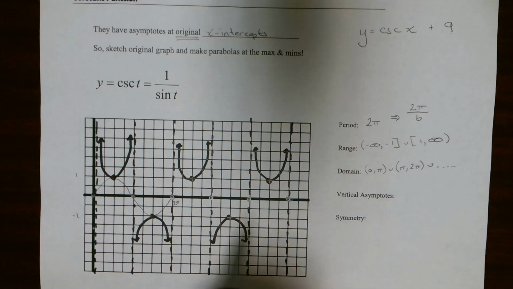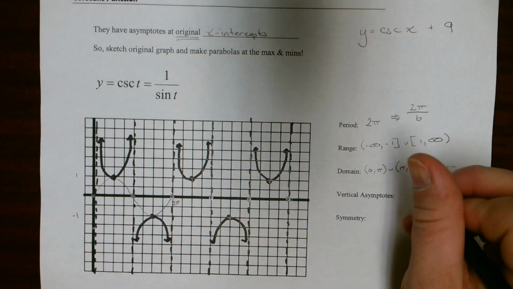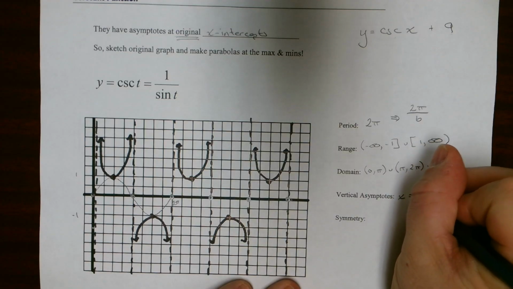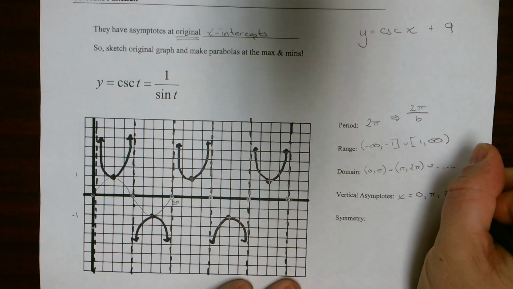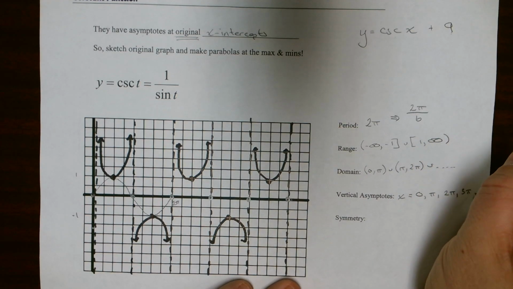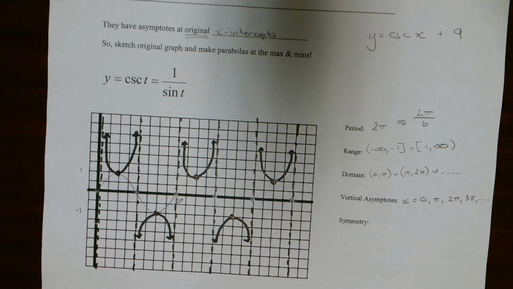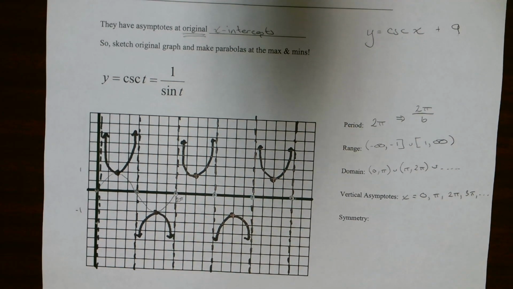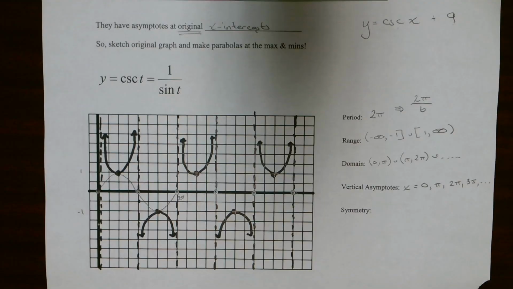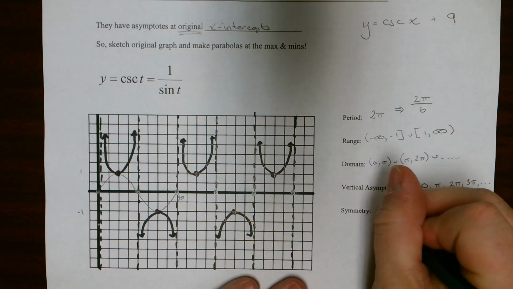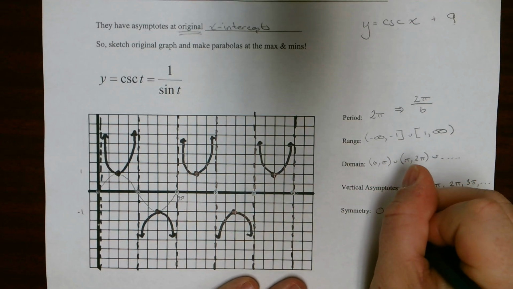Same with the vertical asymptotes. They're going to be separated every pi. So vertical asymptotes are going to be x equals 0, pi, 2 pi, 3 pi, etc. And just like the sine graph, this function is symmetric to the origin.